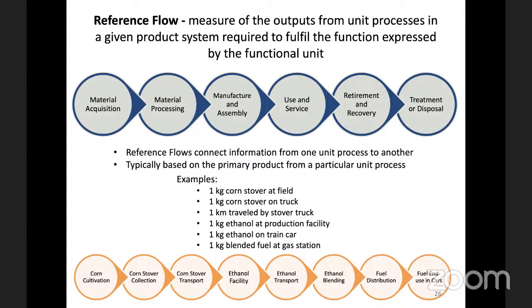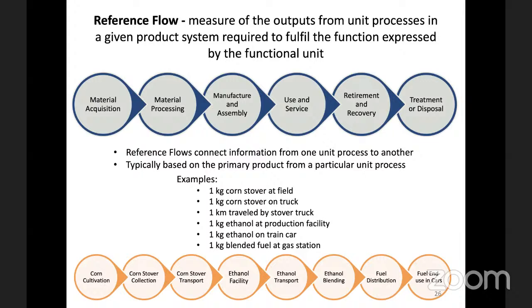Now, once you have the corn stover collected, you have corn stover that needs to be transported. So there you can have 1 kg of corn stover on the truck as a unit for conversion, or as a reference flow between corn stover collection and corn stover transport. You can have 1 kilometer traveled by the stover truck. You can have 1 kg of ethanol produced at the production facility.